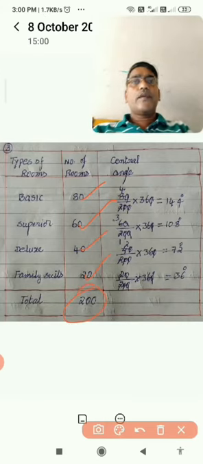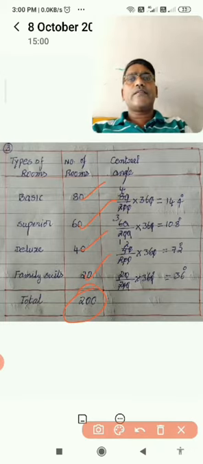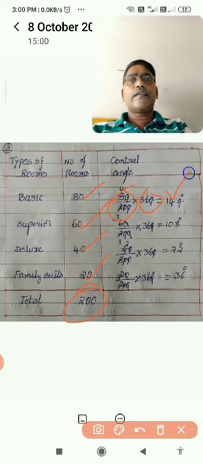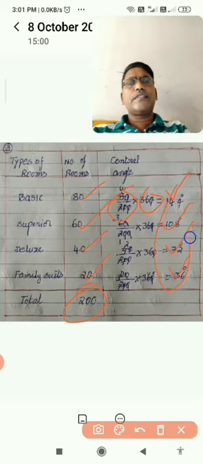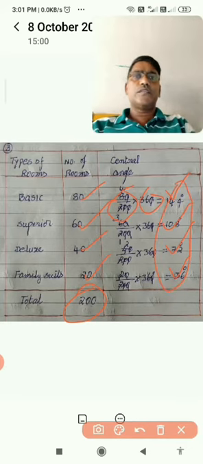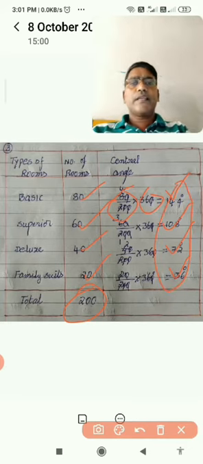How to get the fraction? Individual value upon total, into 360, you will get the central angle. I gave the central angle formula above also, and I explained it to you. So the fraction is 80 by 200, and you multiply by 360, you get 144 degrees. The second one is 108, then 72 and 36 degrees. The total must be 360 only, because we are using the circle. Clear to you? That is an important part.